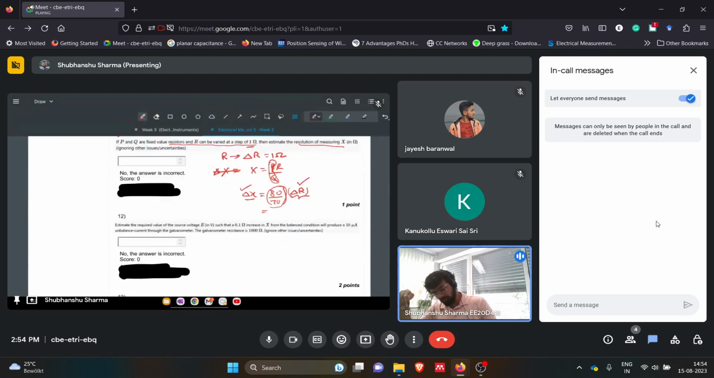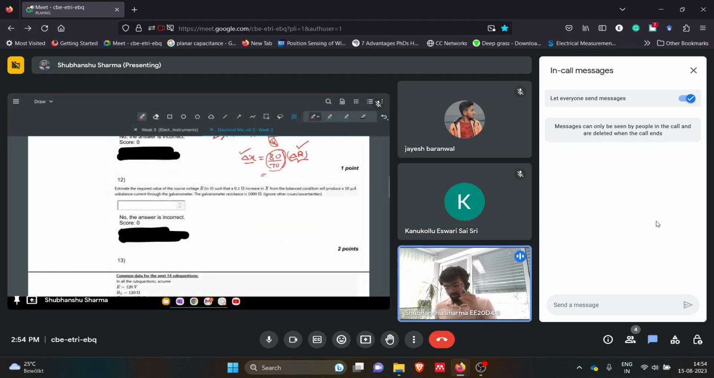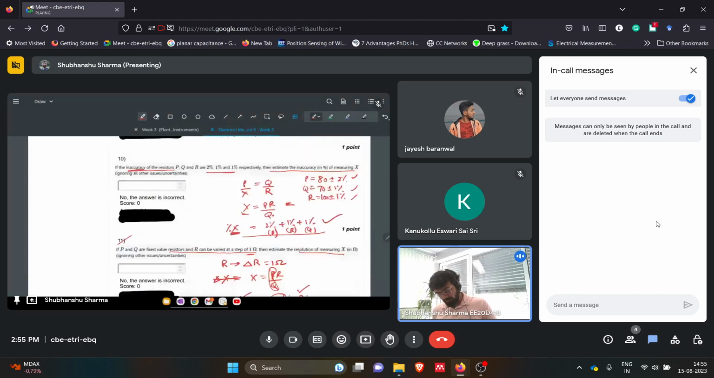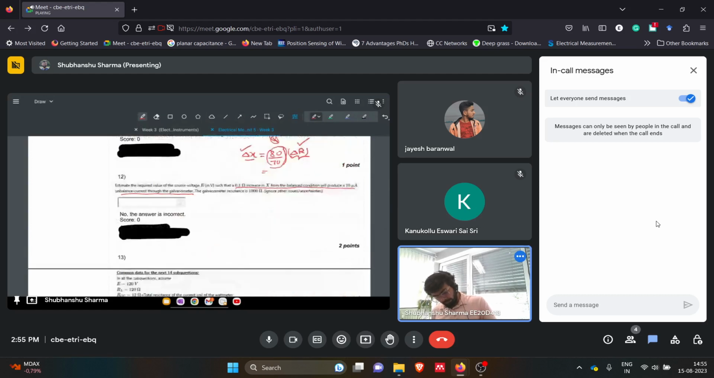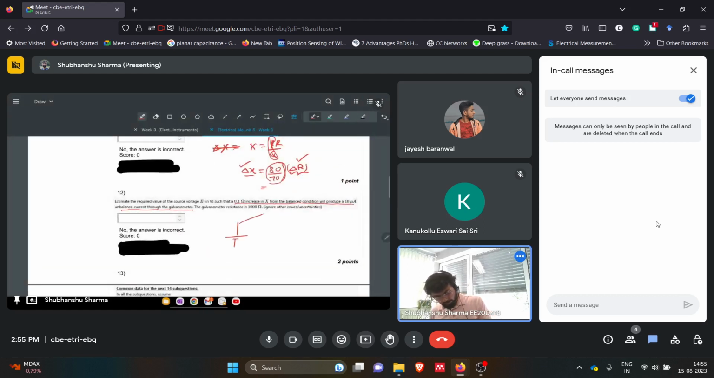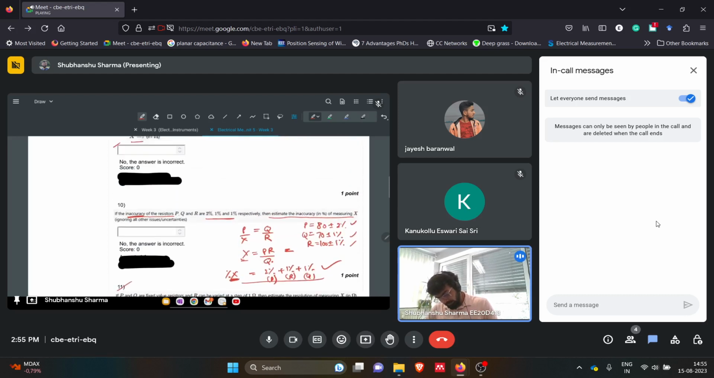Okay, so now the next question. Estimate the required value of the source voltage E such that a 0.1 ohm increase in X from the balance condition will produce a 10 microampere unbalanced current through the galvanometer. Now what they are saying, I'll just draw this for you. So we have this thing here, and like this. They are telling us to calculate this E value.